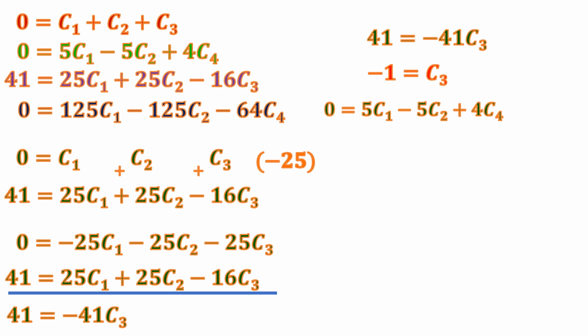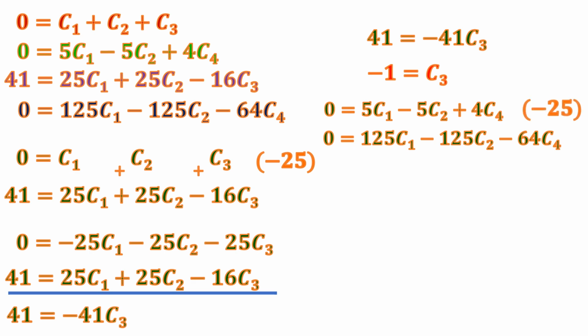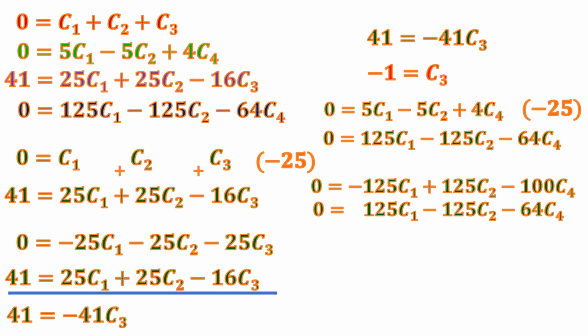Now we're going to use the green and the blue, as I said, because they contain the same constants C1, C2, and C4. And I'm going to multiply the first equation by negative 25 so that the C1 and C2 will be gone. So negative 125 C sub 1. By the way, negative 25 times 0 is 0. Negative 25 times 5 is negative 125. And negative 25 times negative 5 is positive 125. Negative 25 times positive 4 is negative 100. And then let's copy the second equation. Then combine.